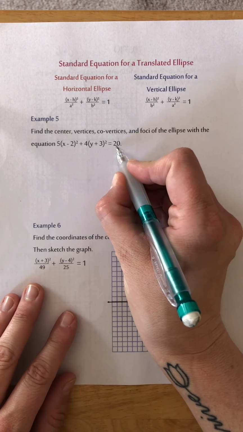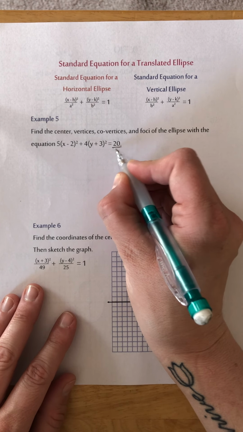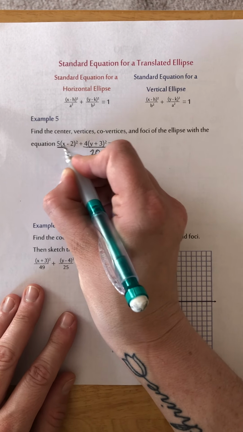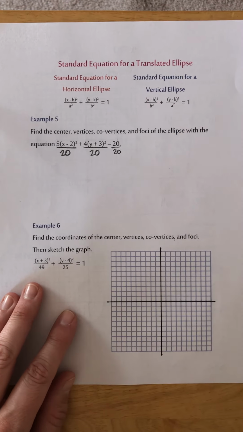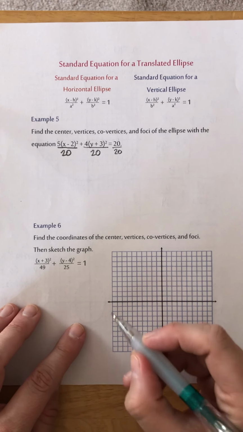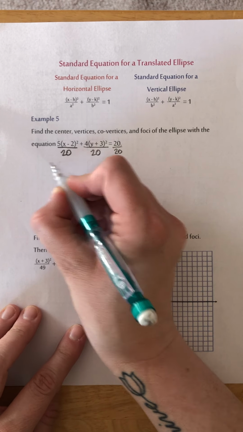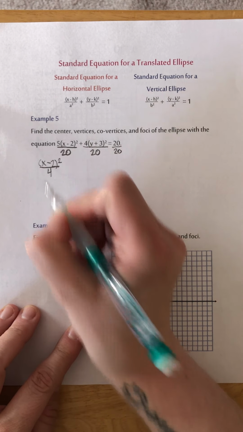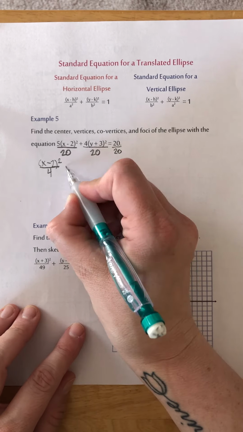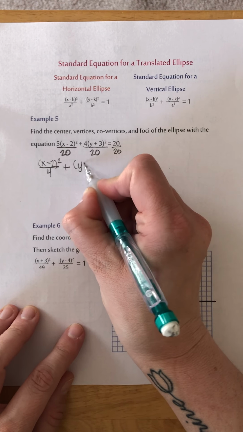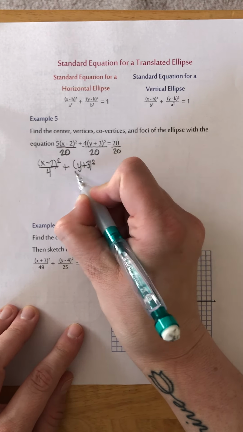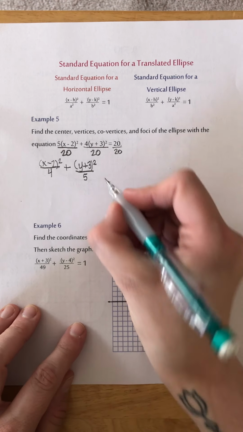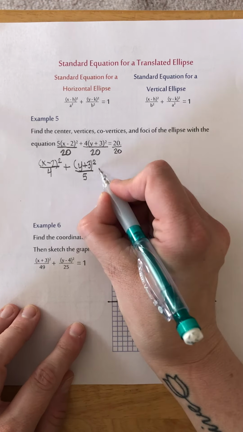So I need to make this 20 turn into a 1. So I'm going to divide by 20, but just like we did a couple of examples ago, that means you've got to divide everything by 20. So we're going to go all the way through and divide by 20. So I can reduce this. I'm going to get (x minus 2) squared over 4, because 5 over 20 turned into 1/4, plus (y plus 3) squared over 5. Again, we just reduced. 4 over 20 turns into 1/5, and we're going to set that equal to 1.